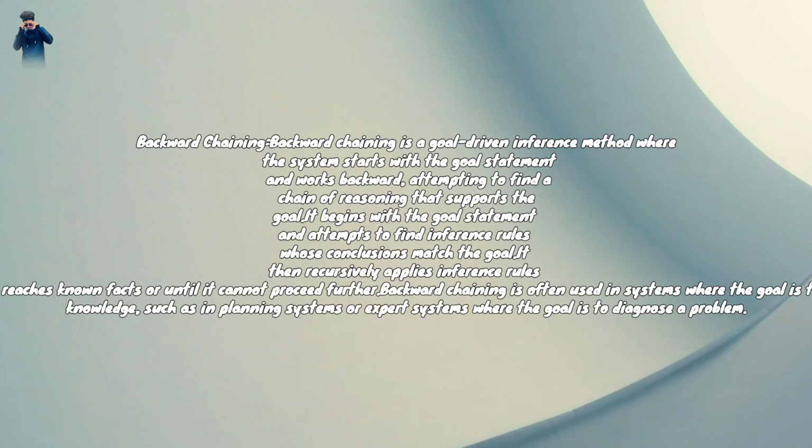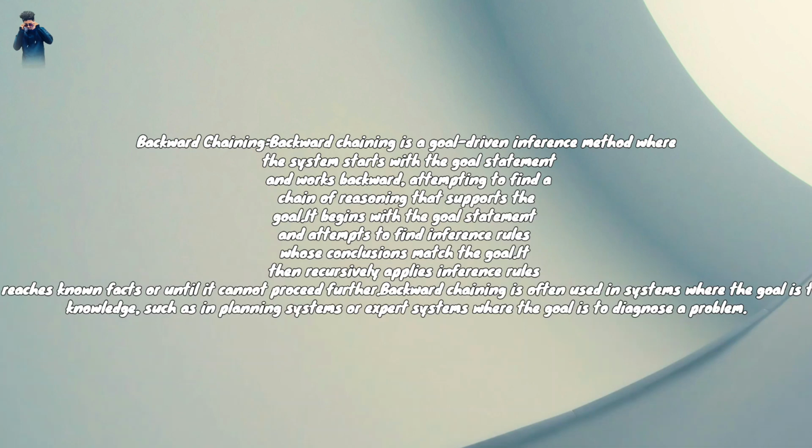2. Backward chaining. Backward chaining is a goal-driven inference method where the system starts with the goal statement and works backward, attempting to find a chain of reasoning that supports the goal. It begins with the goal statement and attempts to find inference rules whose conclusions match the goal. It then recursively applies inference rules backward from the goal, attempting to satisfy the premises of each rule until it reaches known facts or until it cannot proceed further.